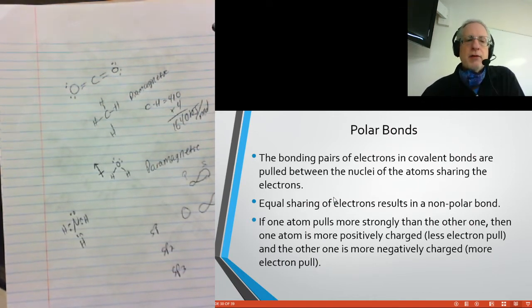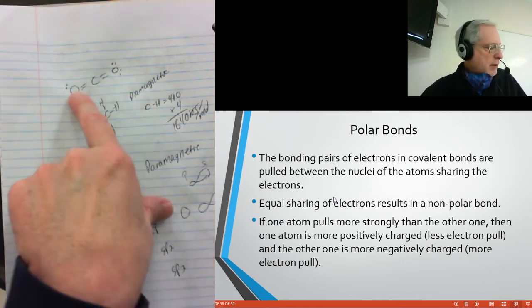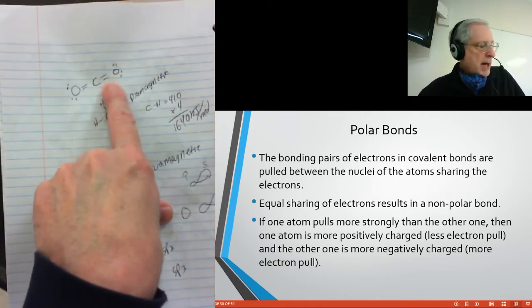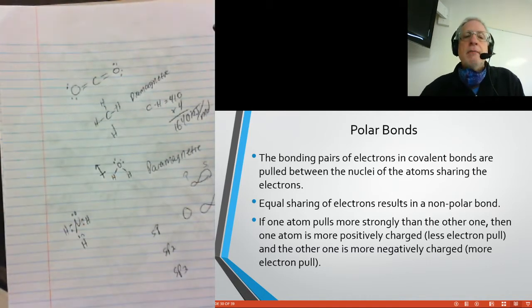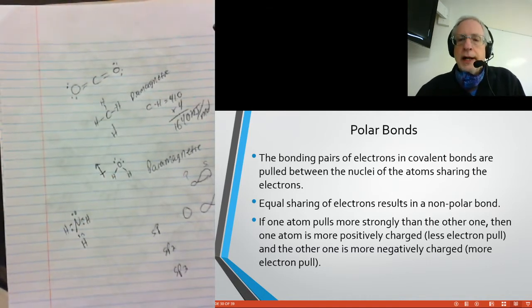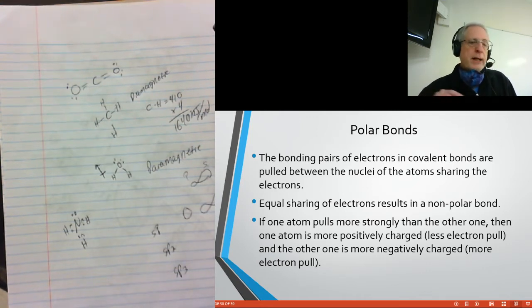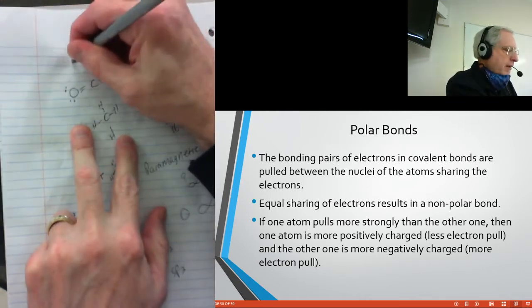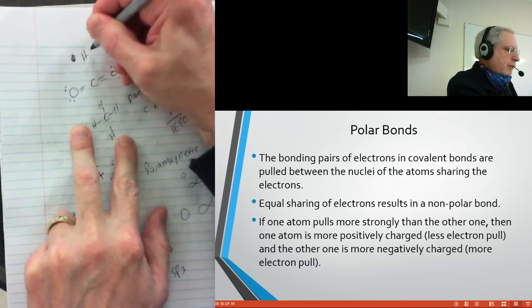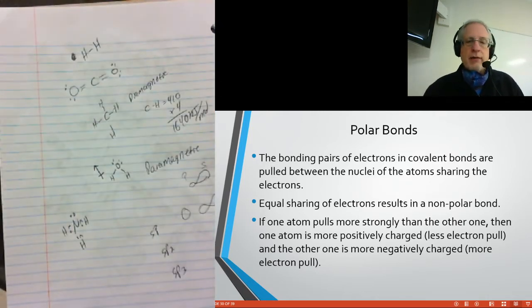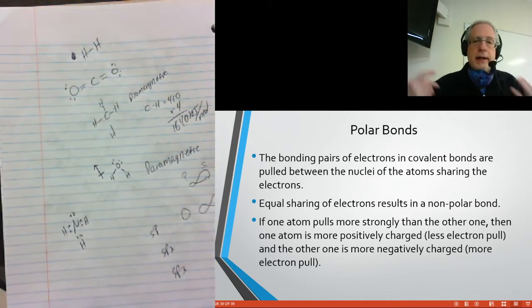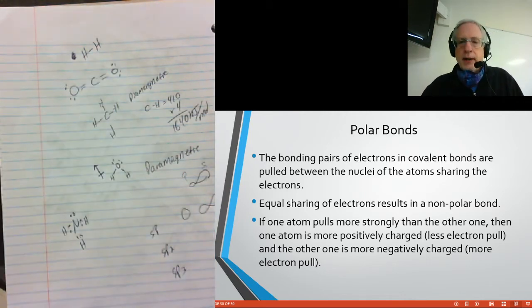The bonding pairs of electrons in covalent bonds, like here, these are bonding electrons where the lines are, they can be shared unequally. One atom might pull stronger than the other one. Now, if it's completely equal, which would be the case in a hydrogen-hydrogen bond, they're the exact same atom, so they're going to want the electrons equally as much. This is a completely nonpolar bond.